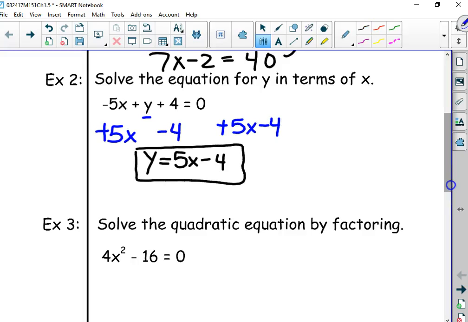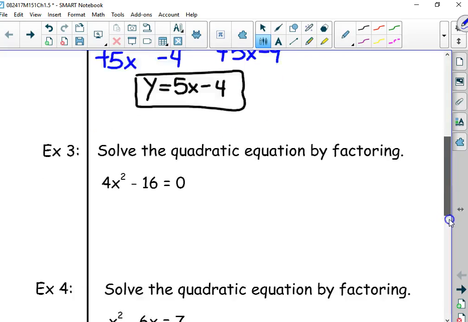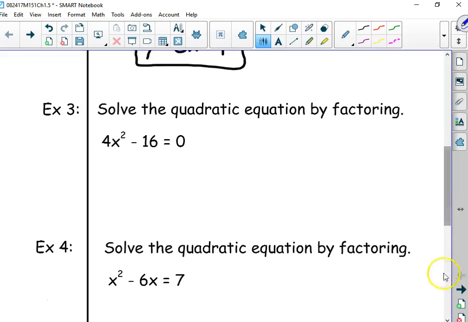Example 3, solve the quadratic equation by factoring. This is a pattern, and in the couple pages before the problems, they show you factoring patterns. Or maybe it's the previous chapter. Anyways, this is a difference in two squares. We have two terms, an x squared term and a number term. We're just going to take the square root of both sides, 2x and 4. With that negative, one of the 4's needs to be negative, the other needs to be positive.